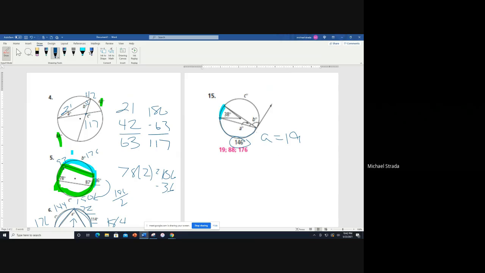Working my way around. B would be half of C. All right. 146 and 38 means that arc is 184. All right. The whole way around the circle is 360. So I'm just going to do 360 minus 184. That gives me 176. That's why C is 176. And B is half of that, which is 88.